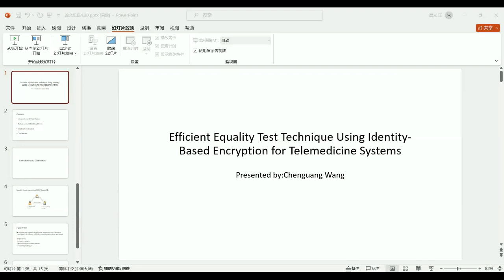The cloud server receives the ciphertext from the sender and passes the ciphertext to the receiver. And the cloud server processes the equality test trapdoors from both the sender and the receiver and outputs the test results.